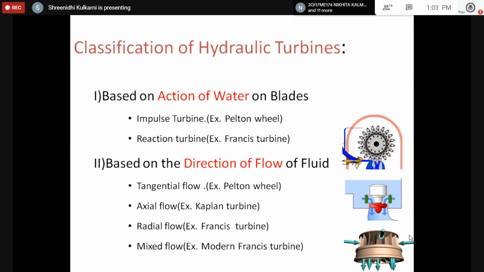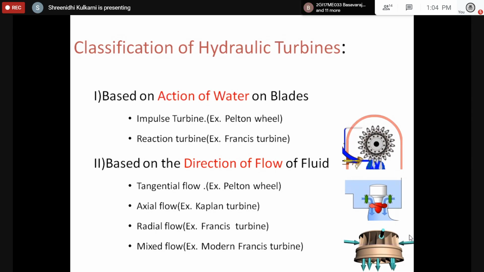Coming to the classification, particularly in hydraulic turbines, instead of calling it classification, I am going to call it the characteristics of the different turbines. Whether it is a Pelton turbine or Pelton wheel, a Francis turbine, or a Kaplan turbine. Got it? Because this is very important for your viva, for your lab exam.